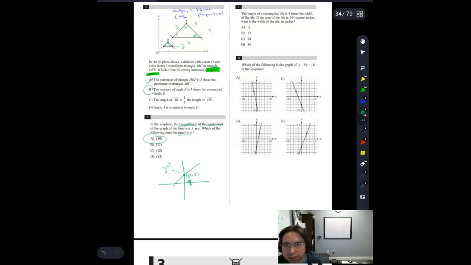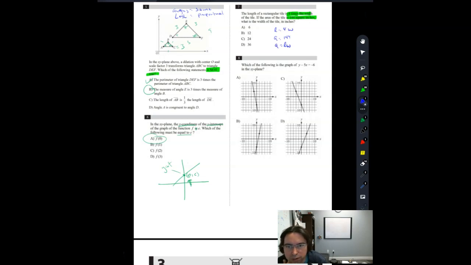All right, let's look at number 7 here. The length of a rectangular tile is 4 times the width of the tile. If the tile area is 144 square inches, what is the width of the tile? Okay, as we read this, the length of the tile is 4 times its width. So we see the length equals 4W, right? The area of the tile we know equals 144. We also know the area equals length times width, so we're going to use this.